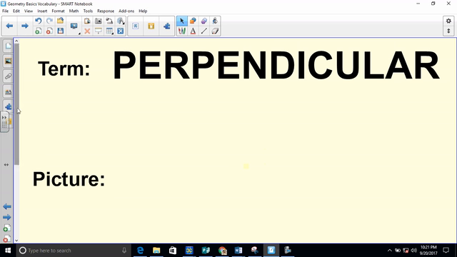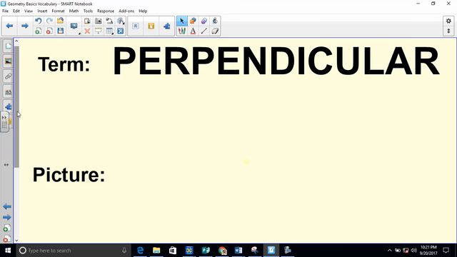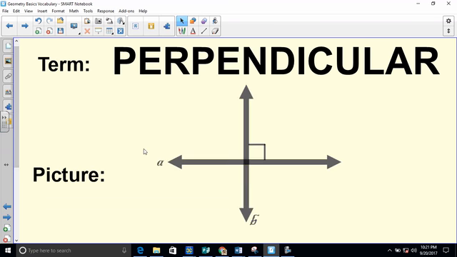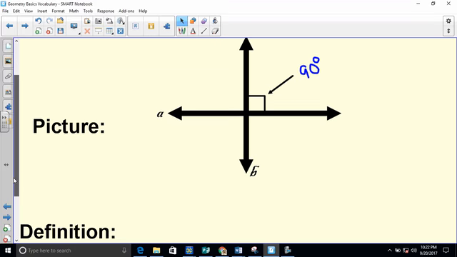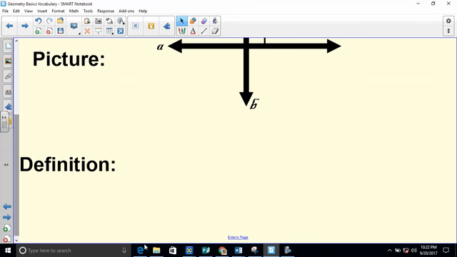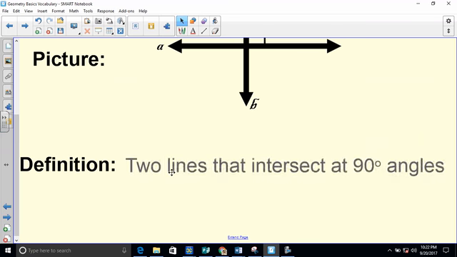And then perpendicular, this is a big one. We will be using perpendicular a lot, and you have to understand the meaning of perpendicular. So here would be a picture of perpendicular. And remember that this box, when you see it in an angle, means that it's 90 degrees. It's a right angle. And perpendicular just means 2 lines that intersect at a 90-degree angle.